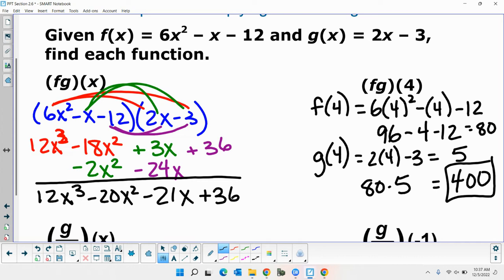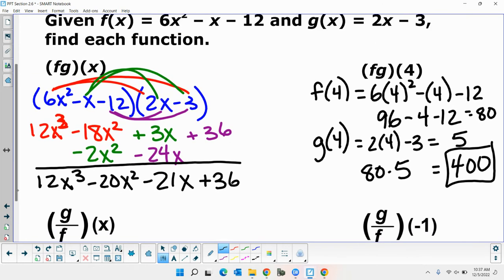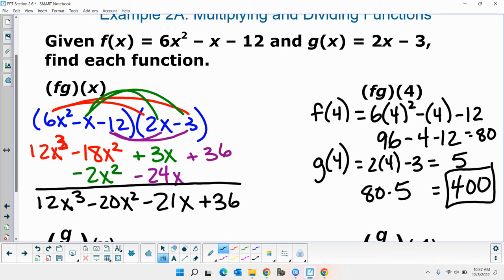Then why wouldn't you do it that way? Just because it takes more time. Doing this first and then plugging in takes more time than putting 4 in first and then multiplying. So that's why we do the multiplication ones by plugging the numbers in. But with subtraction, the time factor is not really a difference. Questions on multiplication?